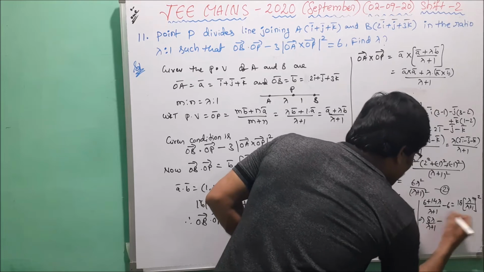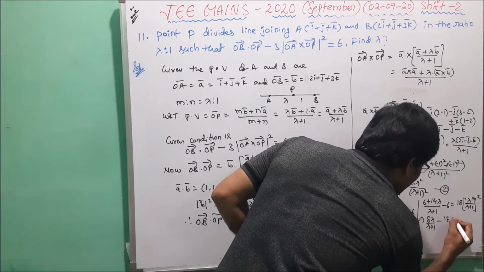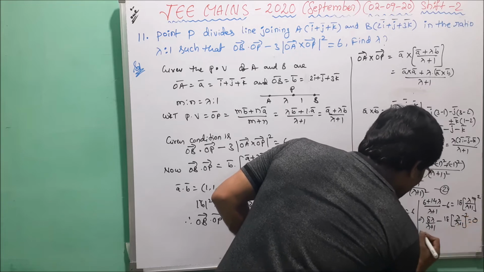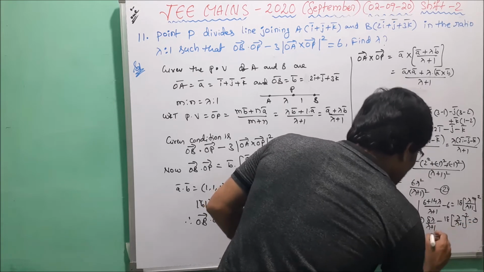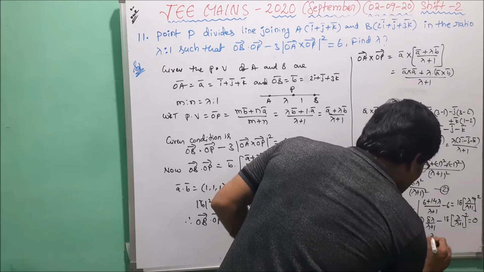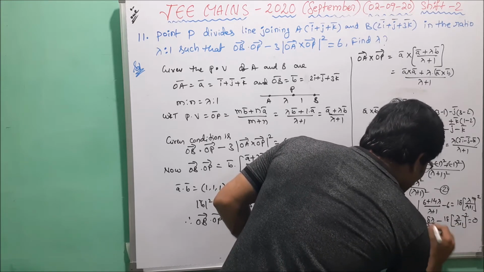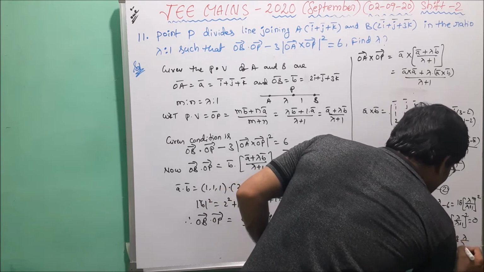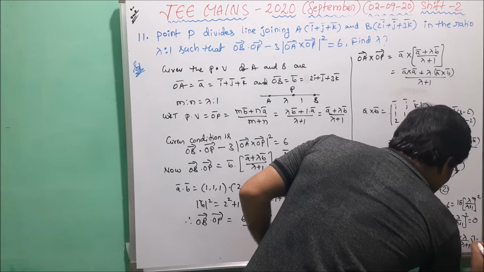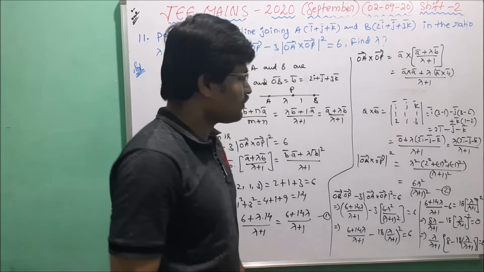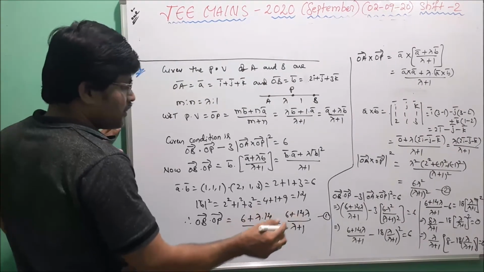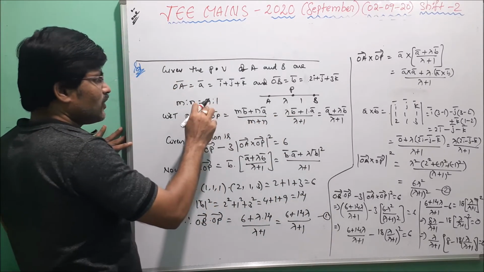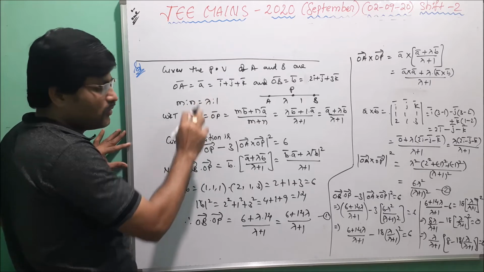Now we take the left side minus 18 into lambda by lambda plus 1 whole square equal to 0. Now in this we take common lambda by lambda plus 1. In this, 8 minus 18 into lambda by lambda plus 1 equals 0. Now here we observe that in the ratio lambda is not equal to 0.